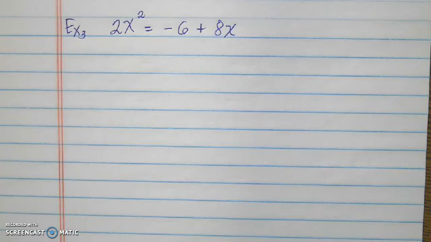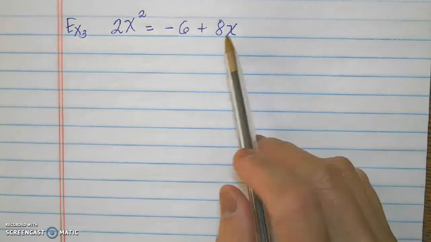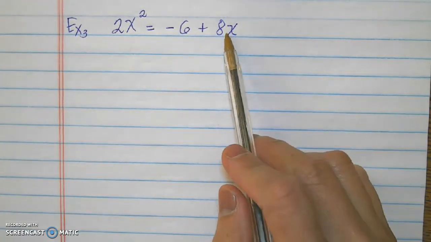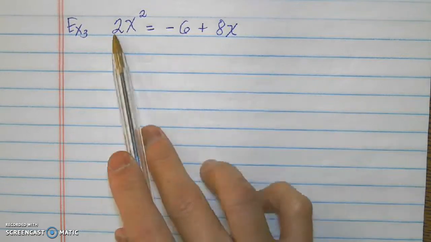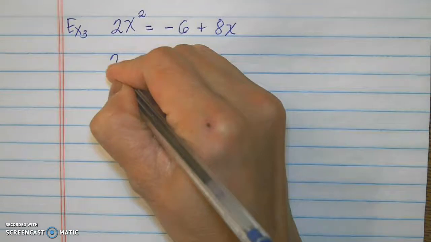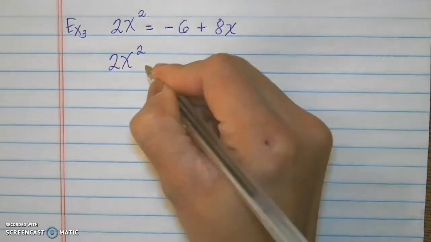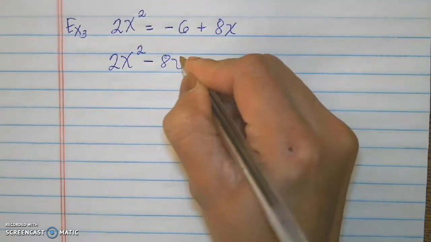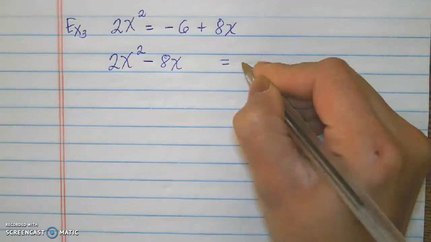Turn your notebook to the next page for example number 3. 2x squared equals negative 6 plus 8x. We need to move the positive 8x to the other side together with the a because that's the b and this is the c. So it would now look like this. Leave a space.